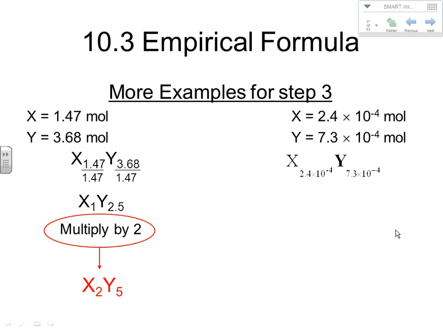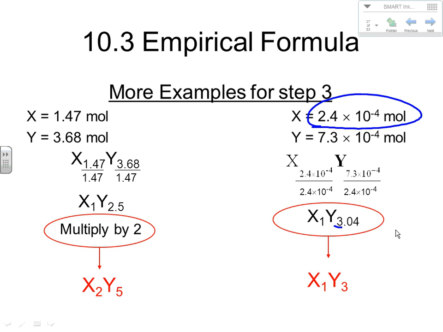We put the two numbers in the subscript spot. We would look at them and decide, okay, 2.4 times 10 to the negative fourth is smaller, so that's what we're going to divide by. And the X would become 1, and the Y is going to become 3.04. Now that's not close to a third or a half. That's actually really close to 3. So in this one, we're already at our whole numbers. We would say it's X1, Y3.